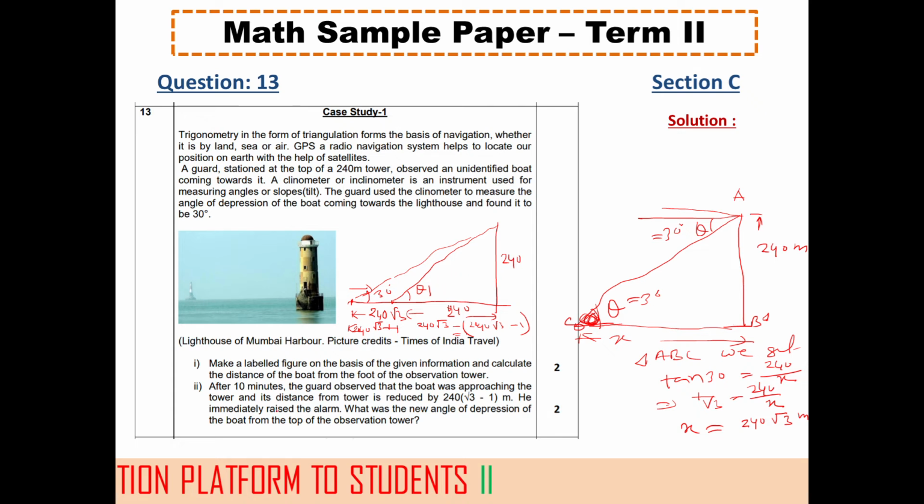Now we need to find out what is the new angle of deflection. If the new angle of deflection is theta 1, we can again use, if it is A, B, C, it is D. Again from the right angle triangle ABD we can apply tan theta equal to 240 by 240. It is 1. So tan theta equal to tan 45 degree. So theta will be equal to 45 degree. Hope it is clear to you. In the next page I have shown you this clearly.